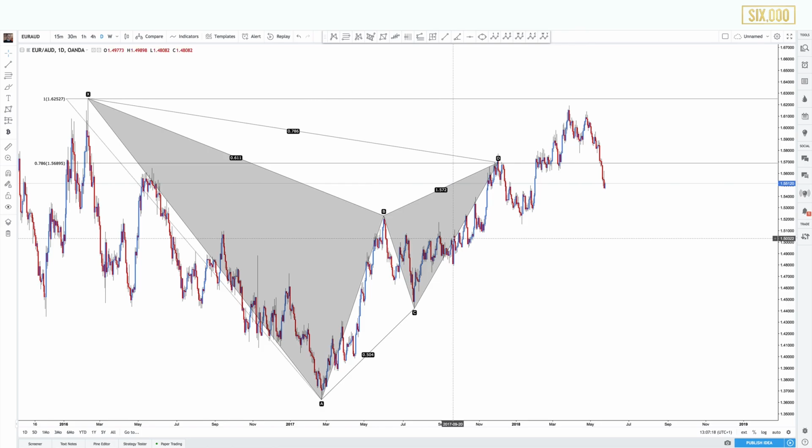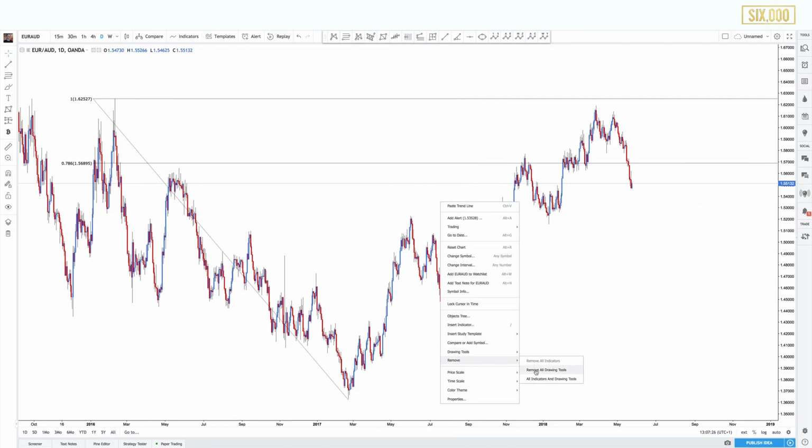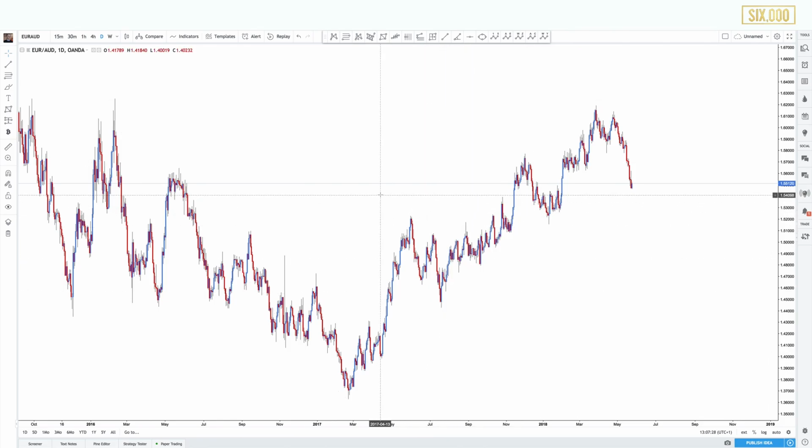Now we're just going to take a very short break before we head on to the next trading opportunities, which is going to be the bullish and bearish butterfly and of course the bullish and bearish crab.